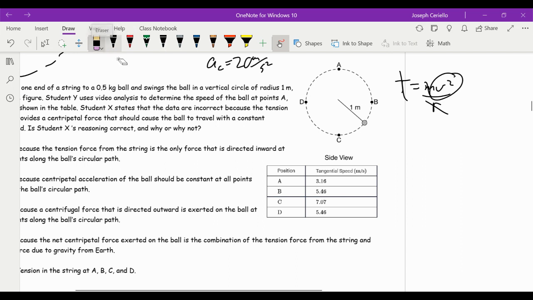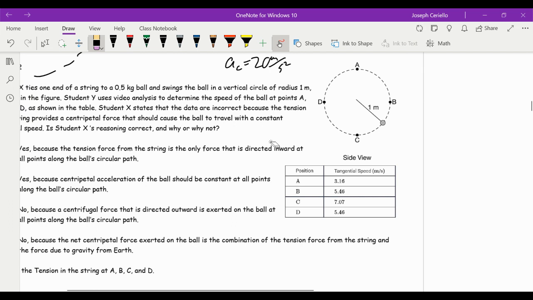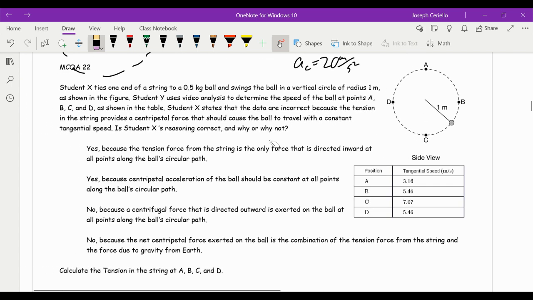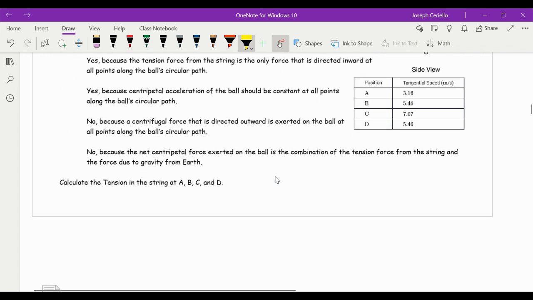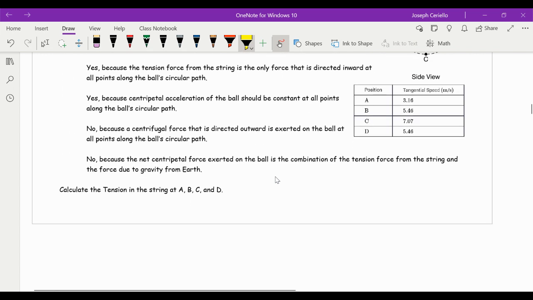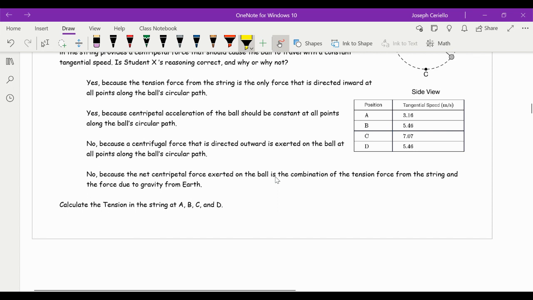So I'm going to erase that. There's another force at play here. Whenever we discuss vertical circles, that's a dead giveaway that gravity is at play, and you cannot ignore its effects. So rather than answer this question, I'm actually going to solve for the tension at all these different points just to show you why this question is a little bit more complex than the student is making it out to be.